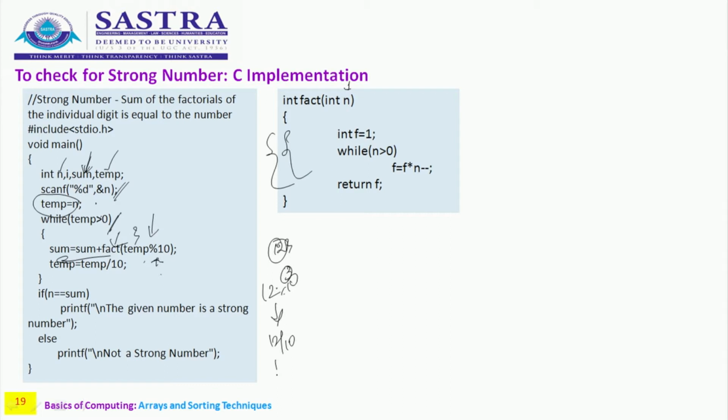So we get 1, and 1 is greater than 0, and the sum is equal to sum plus fact of 1 mod 10, which gives you 1. So fact of 1. Each digit is extracted in this step, and for each digit we call the function fact, which returns the factorial, and the returned factorial is added to the variable sum. Once you come out of this loop, n and sum are compared. If they are equal, you display it as a strong number. Otherwise, you display it as not a strong number.